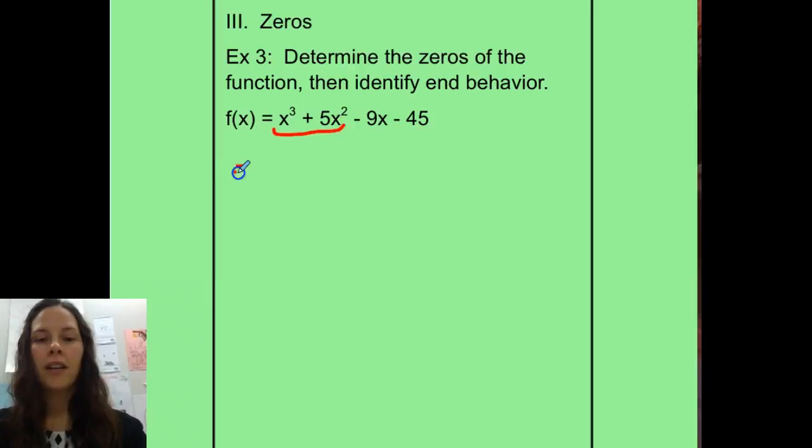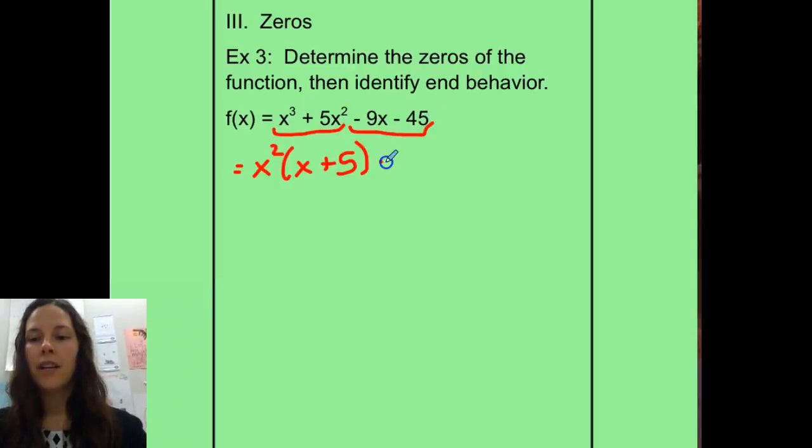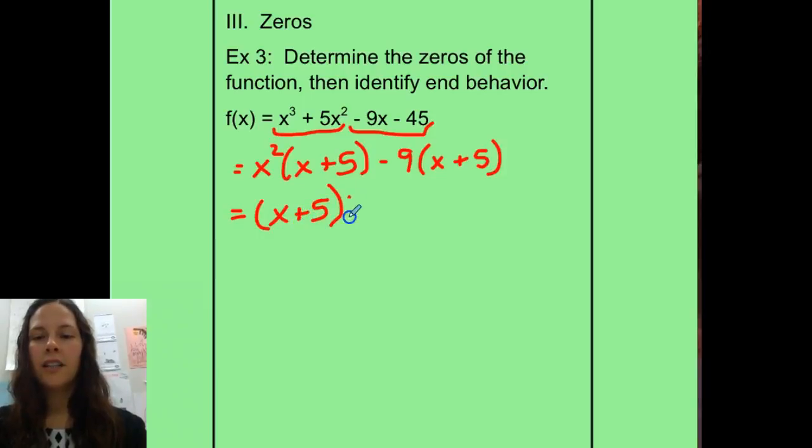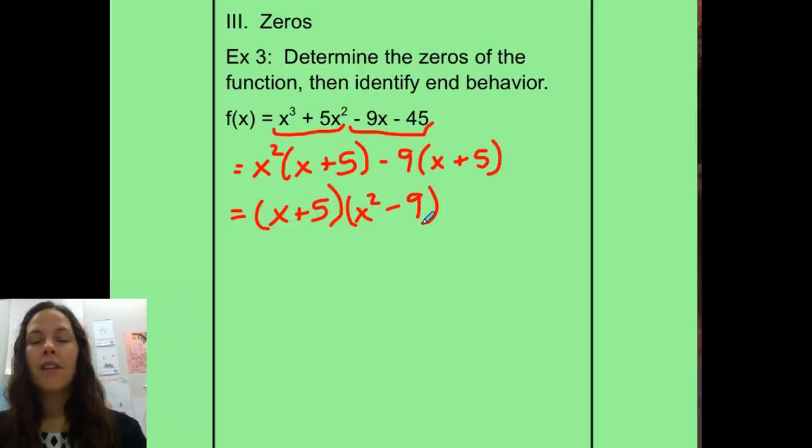I'm going to factor out an x squared. And then I will factor out a negative 9. Then I have those like terms of x plus 5. I'll factor those out, leaving me with an x squared from my first term and a minus 9 from my second term. After you are done factoring, you always ask yourself, can I continue to factor?